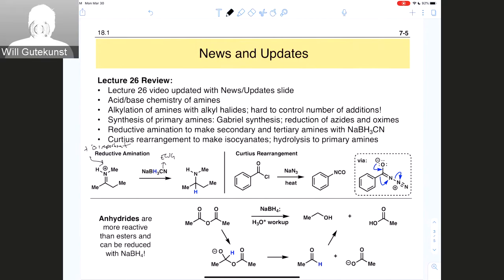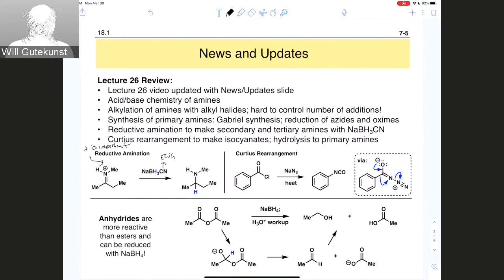Oh, that's horrible writing. And then we can selectively make amines this way. The last thing we learned is the Curtius rearrangement. Old Theodore Curtius. And it does this wacky rearrangement where we turn an acid chloride into an isocyanate.